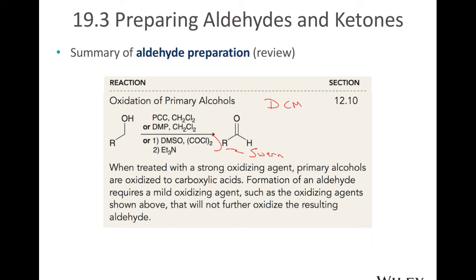So the first one is PCC, which is pyridinium chlorochromate, and CH2Cl2, which we sometimes abbreviate DCM for dichloromethane. The second one is DMP, which is the Dess-Martin periodinane, also performed in dichloromethane. And the last one is a two-step process called the Swern oxidation. The first step uses dimethyl sulfoxide and oxalyl chloride, and in the last step you treat it with triethylamine. So either one of those will convert a primary alcohol to an aldehyde.